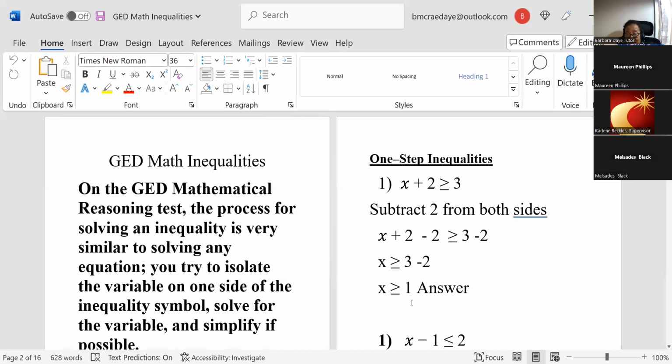Let me test it out. Let me put the 1 where my variable is. 1 plus 2 is 3, and 3 is equal to 3. We said greater than or equal. Equal. Then if I make it a 2, X greater than 1 could be a 2. 2 plus 2 is 4, and that's greater than 3. Got it?